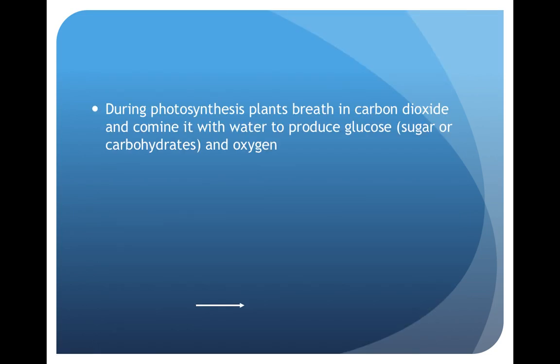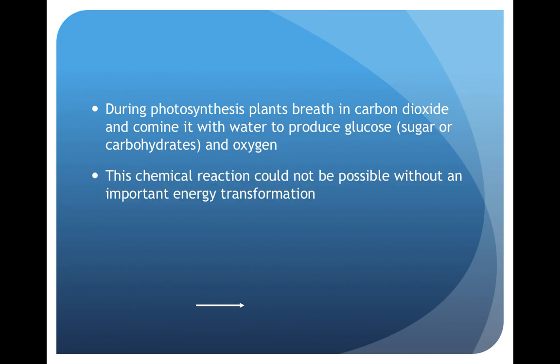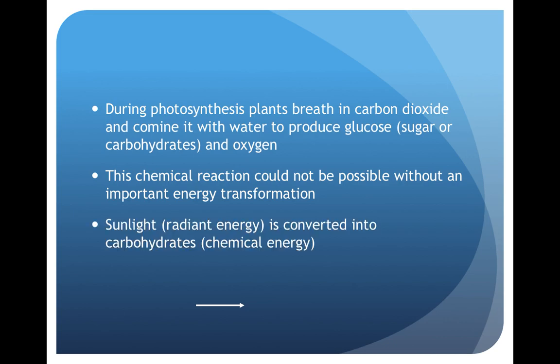During photosynthesis, plants breathe in carbon dioxide and combine it with water to produce glucose, sugar or carbohydrates, and oxygen. This chemical reaction cannot be possible without an important energy transformation. Sunlight or radiant energy is converted into carbohydrates or chemical energy. And this is the energy transformation that takes place during photosynthesis, radiant to chemical.